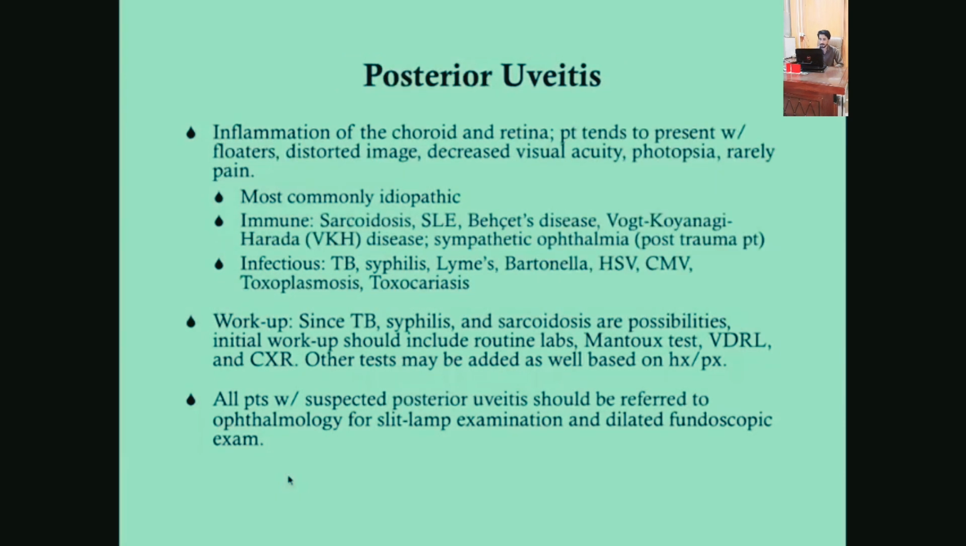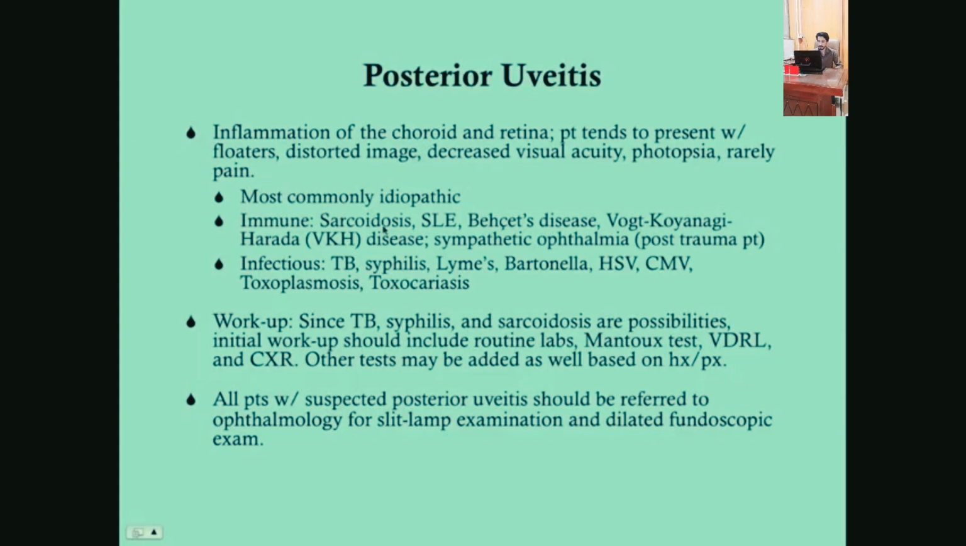Posterior uveitis is an inflammation of the choroid and retina. Here the patient tends to present with floaters and severe visual issues, so they'll have distorted images, decreased visual acuity, photopsia because you're affecting the nerve cells in the retina, and then rarely pain. Pain doesn't tend to be something you see with posterior uveitis. The symptoms of posterior uveitis are primarily visual.